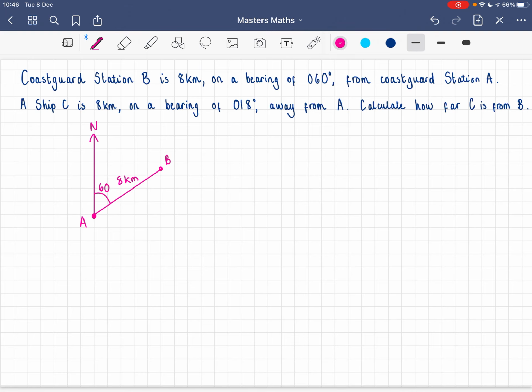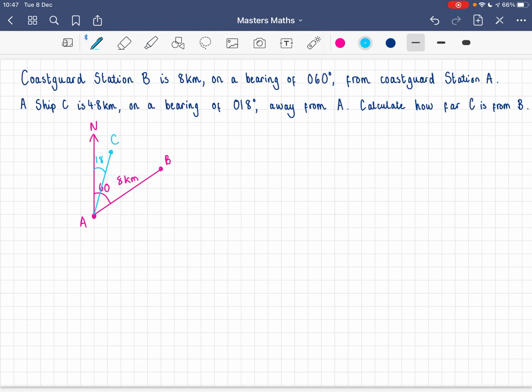Ship C is 8. Are they both 8? Oh, I think I wrote the question down wrong. It's 4.8. Oh no. 4.8 kilometres away from A, again, on a bearing of 18 degrees. So, getting a bit complicated with my diagram now, but we're still going from A, but we're going 18 degrees. We're going a little smaller distance as well. And then C is going to be up here. Okay? And then this angle is 18 degrees. So those two angles are kind of overlapping each other. But you can see we're starting to get something that kind of resembles a triangle.